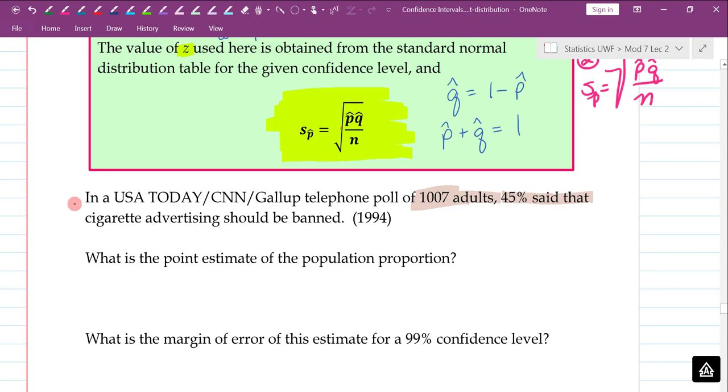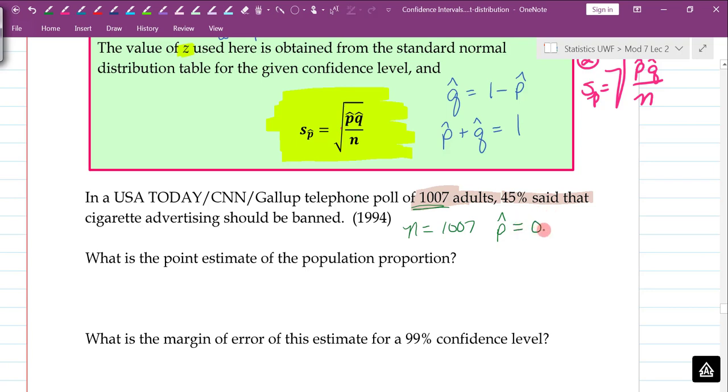So our sample size, n, is going to be equal to 1,007, because it said we did a telephone poll, and we spoke with 1,007 people. And then it said 45% said that advertising should be banned. And this is what we're going to be talking about, that cigarette advertising should be banned. So that's going to be P. P is going to represent the topic that we're interested in learning more information about. And so p hat in this case is equal to 0.45, because 45% said that they were interested in having cigarette advertising be banned.